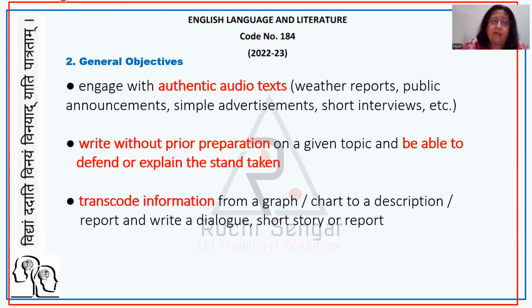Then as you proceed, we continue with authentic audio texts. We already spoke about authentic materials for reading. Now see, weather reports, public announcements, simple advertisements. This is audio. And short interviews, etc. Like I said, perhaps towards July, we would have the audios for you if I can get hold of someone who can do the recording. If you know someone who will help with the recording, please reach out. Write without prior preparation. Very important. All this is given here. Able to defend or explain the stand taken.